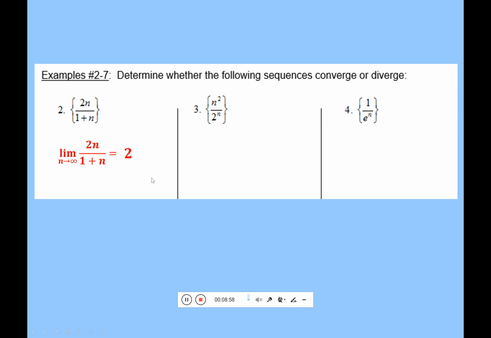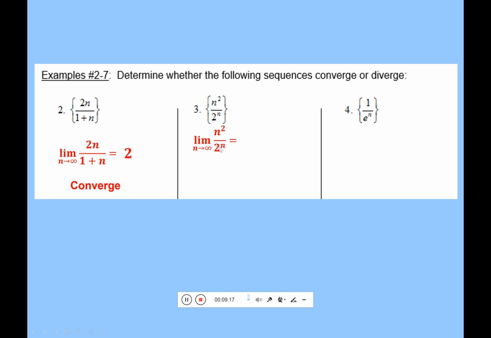So since the limit equals a constant, that means the sequence converges. All right, look at the next one. So again, we take the limit. Now, this is one where we can't use horizontal asymptote rules, right? Because this is not a polynomial over a polynomial. 2 to the n is not a polynomial.